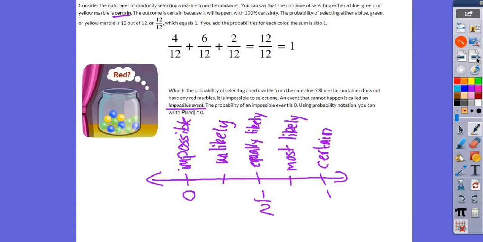Exactly. Why would you say equally likely for yellow and not most likely? What was yellow? 1/3? No, 1/3 is smaller than a half. So not yellow, I'm sorry, green. Green is equally likely. But why wouldn't it be most likely? Because 1/2 is equally likely. Most likely is where it's above 1/2.